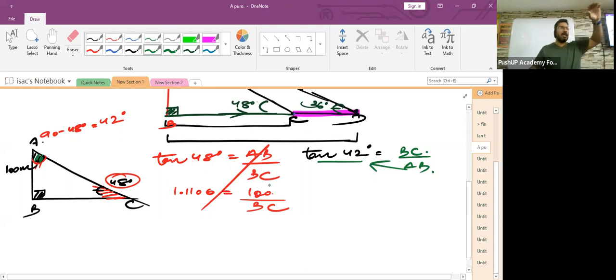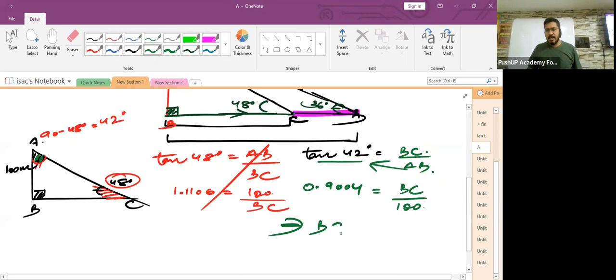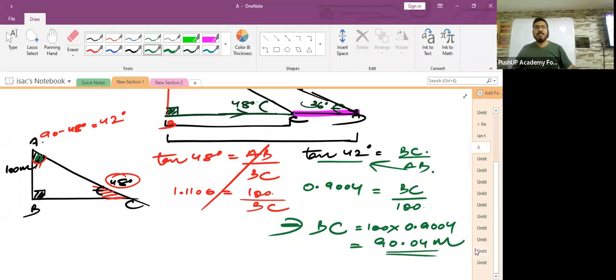Can you please help me with tan 42? 0.9004, all right, which is equal to BC upon 100. So this implies BC is equal to 100 multiplied by 0.9004. And that can be written as what? 90.04 meters. You got the value of BC.